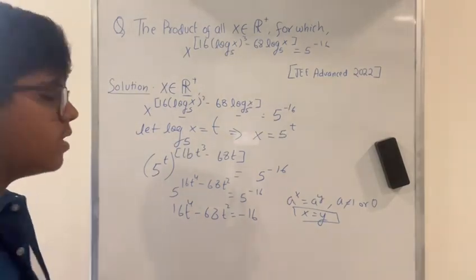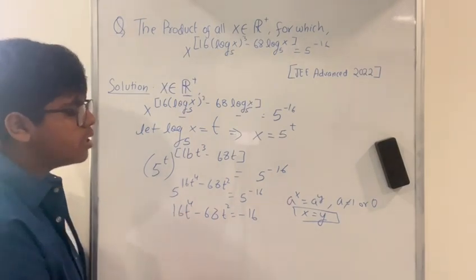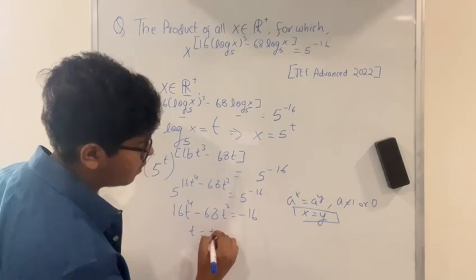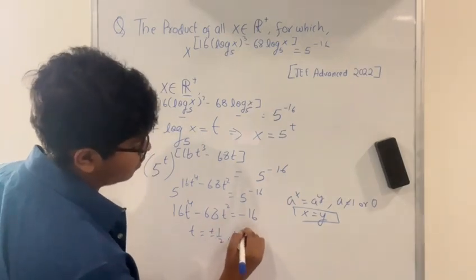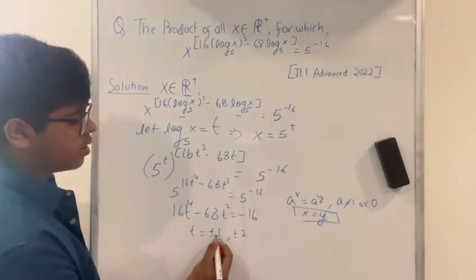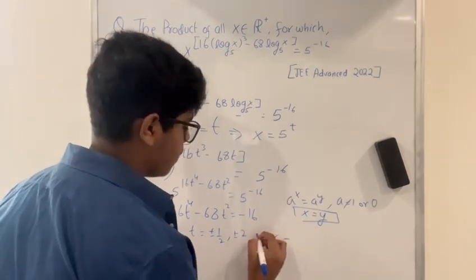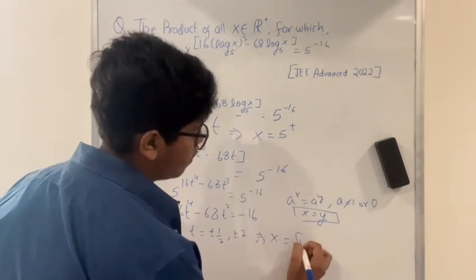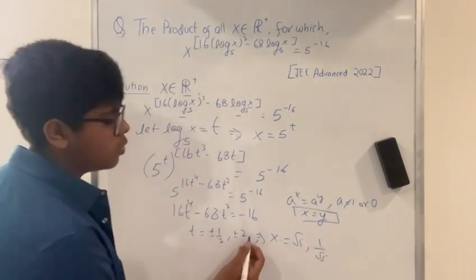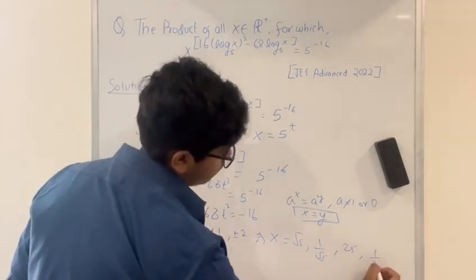Now this over here is a very straightforward biquadratic equation, right? You can solve it very simply. You will get 4 solutions. They are t is equal to plus minus half and plus minus 2. Now if you plug these values into this formula, first of all, if we plug in plus half, we'll get x to be equal to root 5, minus half we'll get 1 by root 5, and if we plug in 2 we'll get 25, and if we plug in minus 2 we'll get 1 by 25, right?